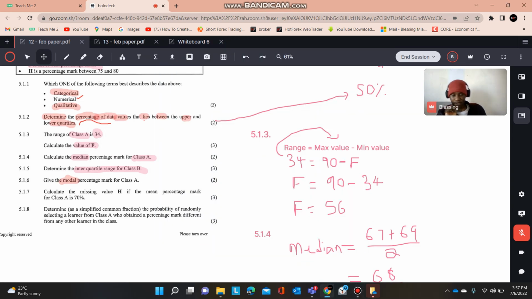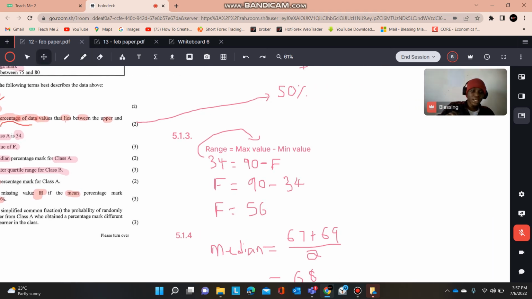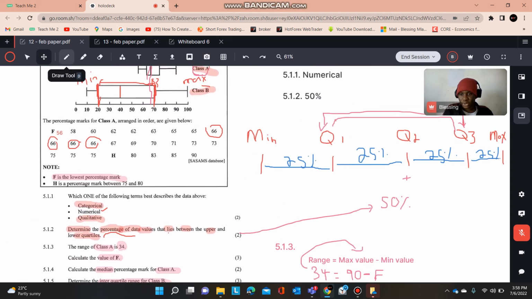Let's do 5.1.7. So 5.1.7, they say calculate the missing value H. So they need you to calculate H if the mean percentage mark for class A is 70. So if the mean is 70, calculate H. What is the mean? Let's start there. To get the mean, you take the sum of all the data values, meaning that you need to add all these values over here. And after you add all these values, you divide them by the total number of learners, the total number of these data values.